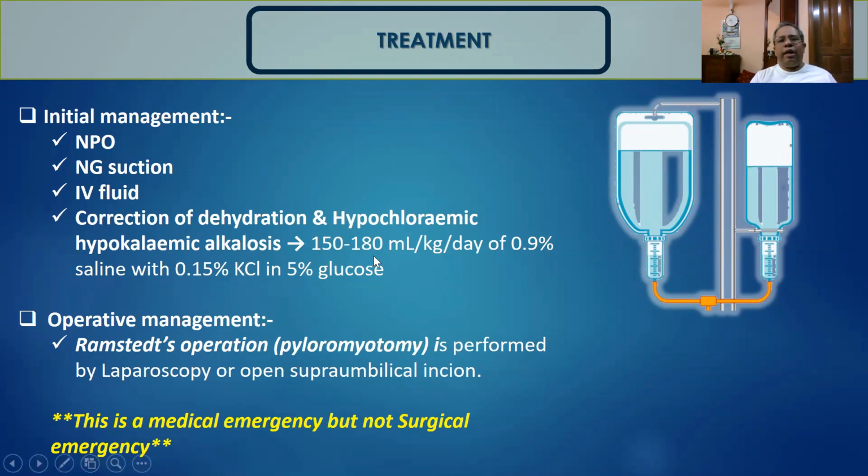In the case of children or babies, you need 150 to 180 ml per kg per day of 0.9% sodium chloride with 0.15% KCl, potassium chloride, in 5% glucose. That means 0.9% saline with 0.15% potassium chloride in 5% glucose. So this is the fluid regimen for the child. Correct the electrolyte and fluid balance, then go for surgical intervention.